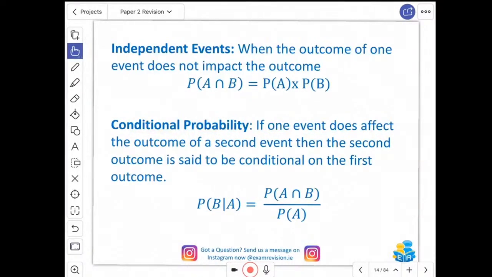And then the last one. This one was new to you in your Leaving Cert. You would not have done this in your Junior Cert. It's conditional probability. If one event does affect the outcome of a second event, then the second outcome is said to be conditional on the first outcome.